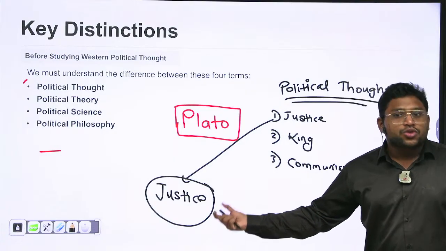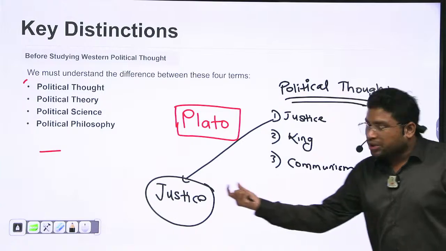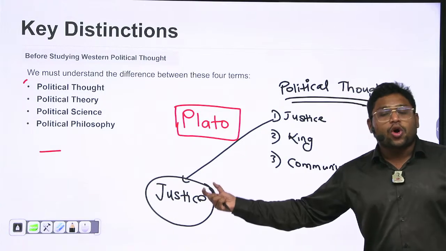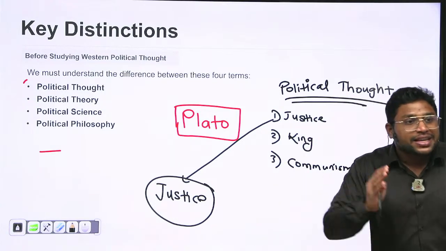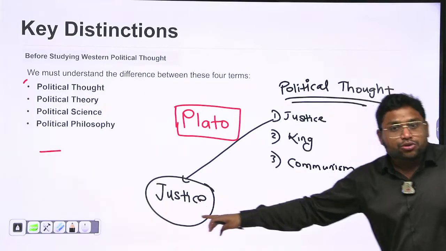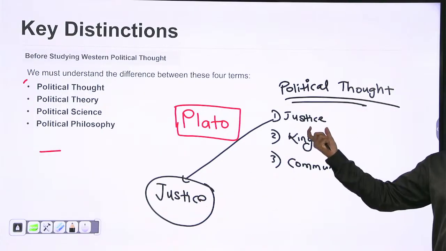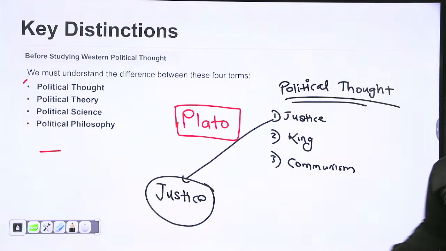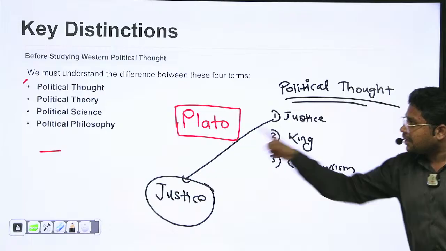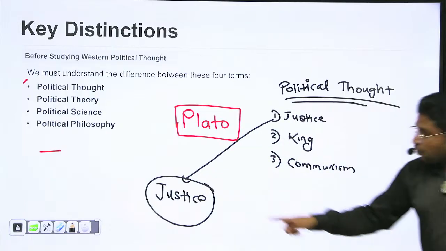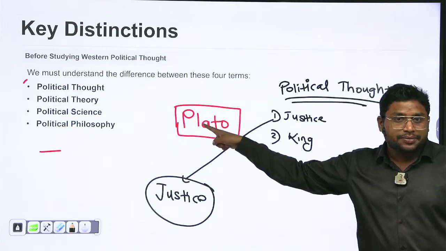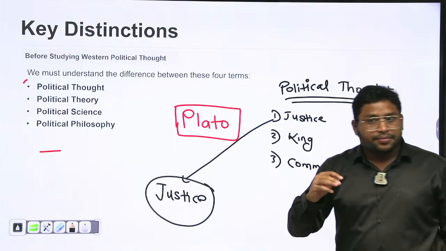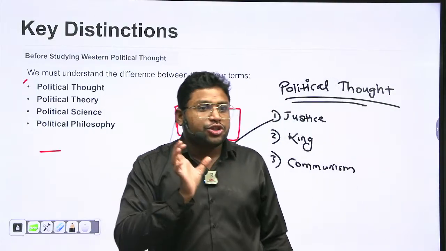Right? So when you study political theory, you take one concept and you comprehensively, systematically, step by step, you study it. But when you study political thought, you take one person and you try to understand his understanding of politics, which might include many theories. One thinker can have multiple theories. One theory can have multiple people. Is it clear? Political thought and political theory.